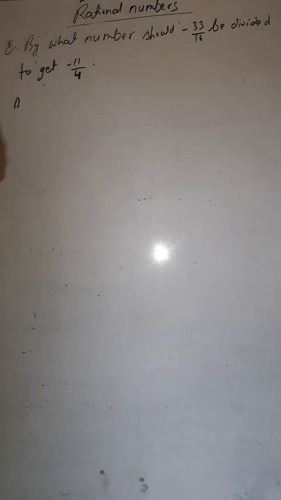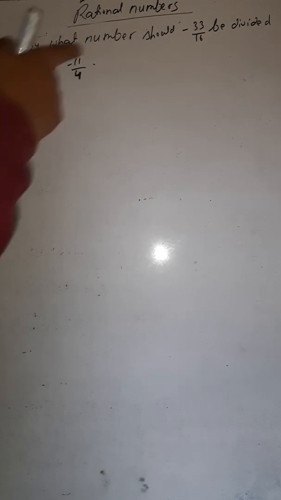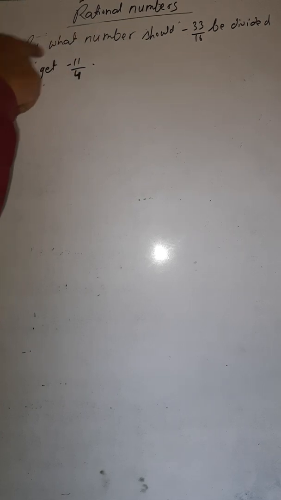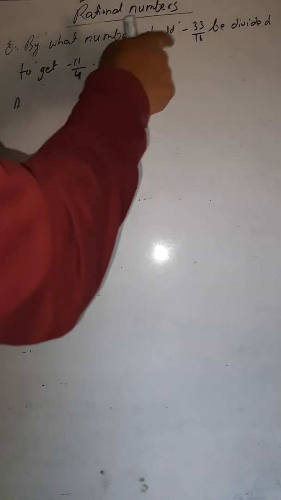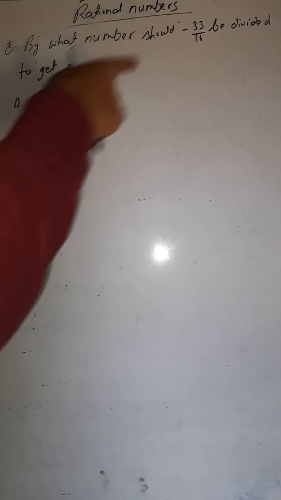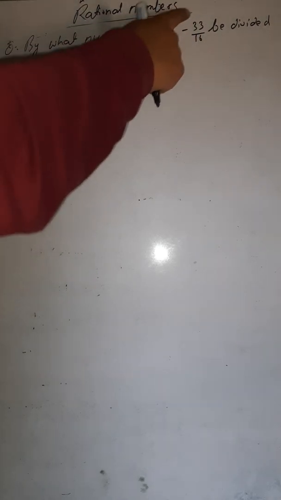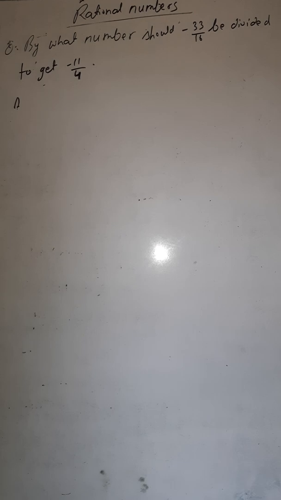So how do you do this question? Let's read it again. By what number should minus 33 by 16 be divided to get this? It means by which number should I divide this one to get this? Let's say I am dividing this by x and the answer is this.